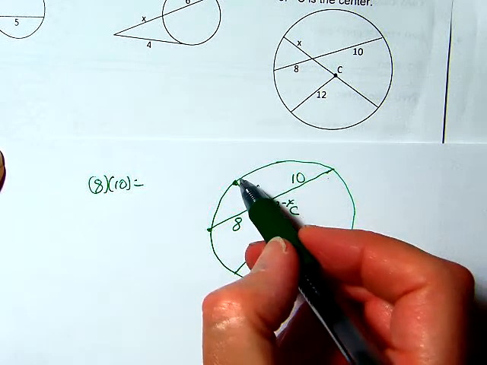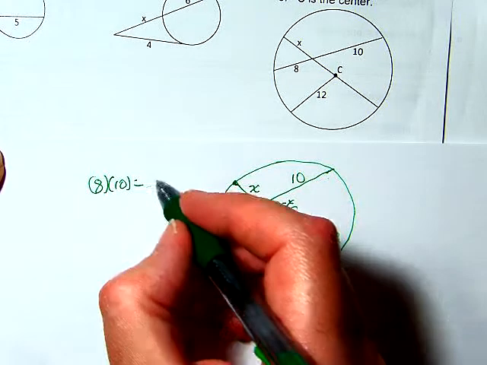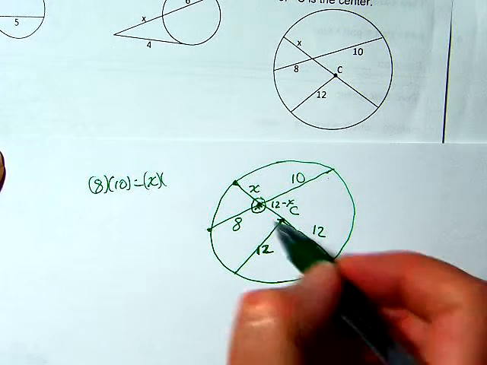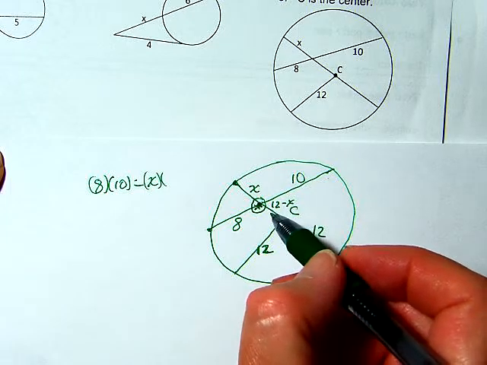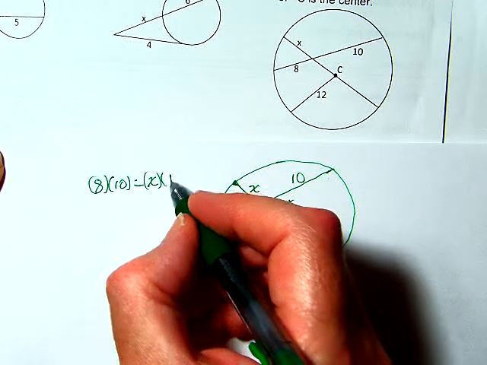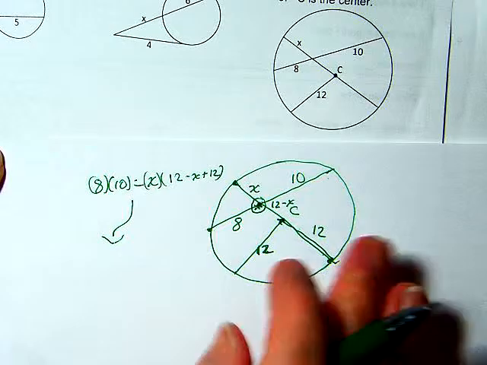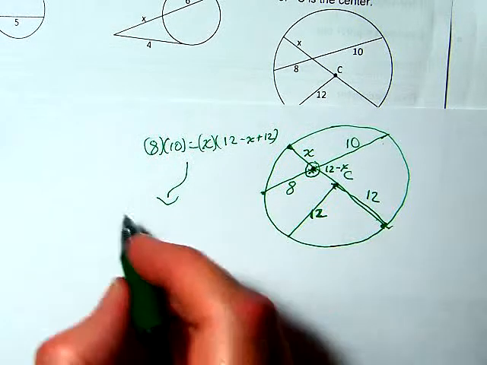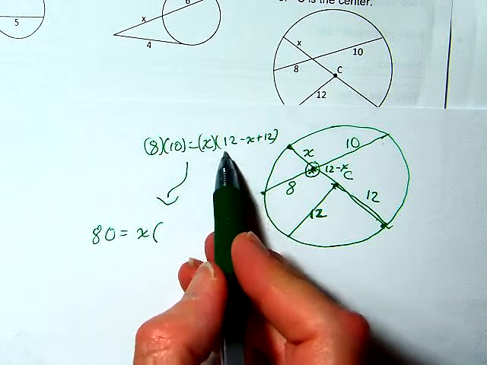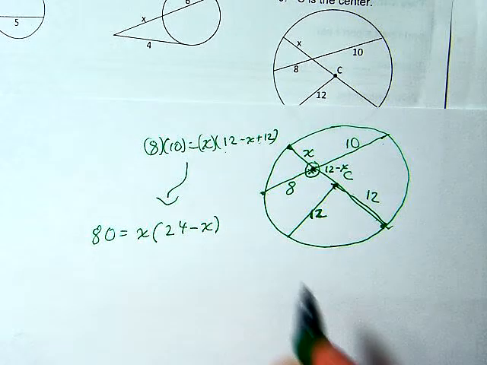So we can multiply, this is the intersection point, this part of the chord on that side of the intersection point by the other part of the chord on the other section. Well, that would be 12 minus x plus 12. So we have to write in here 12 minus x plus 12. Let's go over here and simplify this a little bit. That gives us 80 equals x times, we can combine the 12 plus 12 to give us 24 minus x.